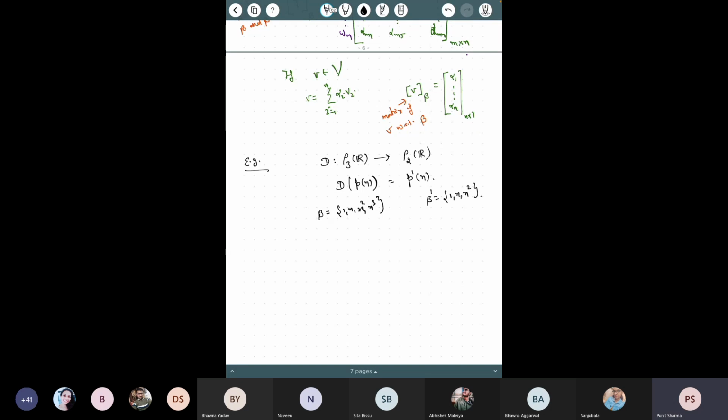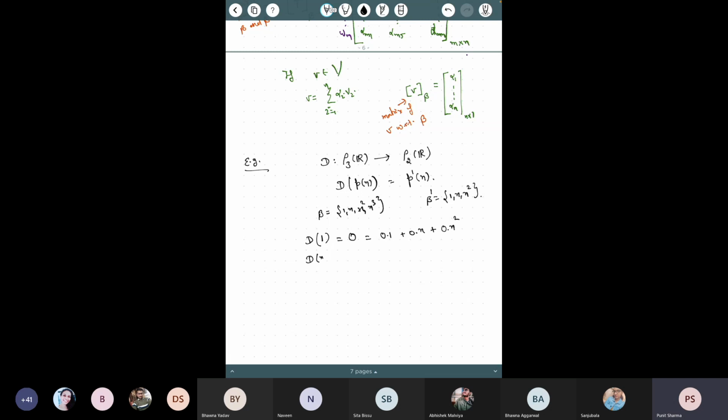Then in order to find its matrix, I need to see the image of these basis vectors of B, and I have to write the image of the basis vectors of B as a linear combination of B dash. That's how I'll get the entries of the matrix. First I will do it for the first vector, which is 1. What is d of 1? It is just 0. And this 0 I can write as a linear combination of B dash: 0 times 1 plus 0 times x plus 0 times x square. All the coordinates are 0.